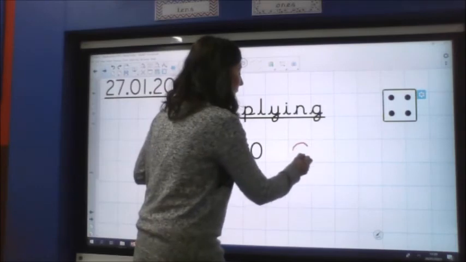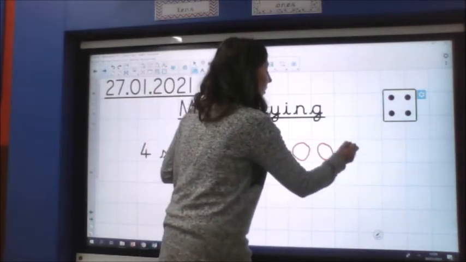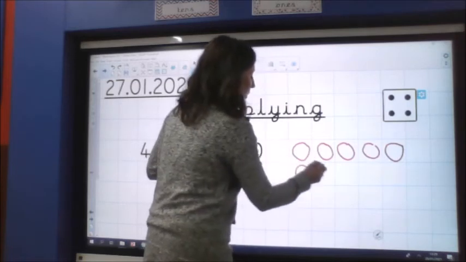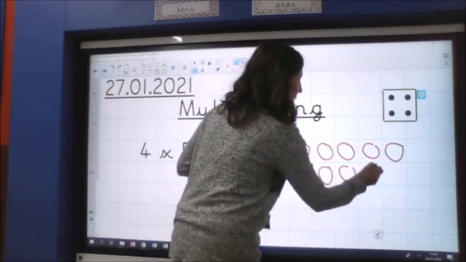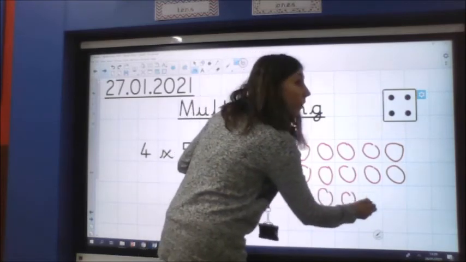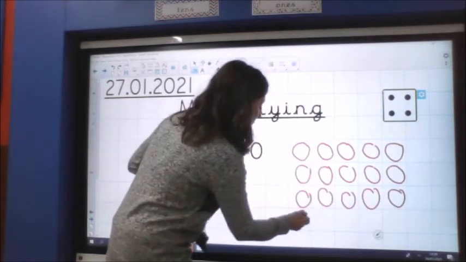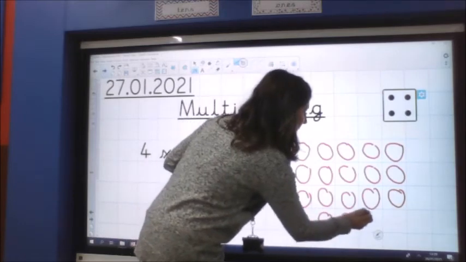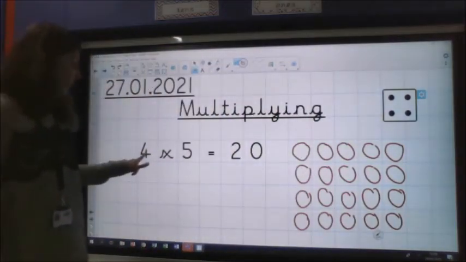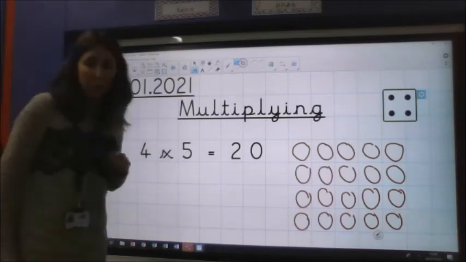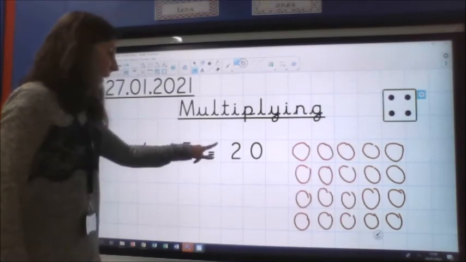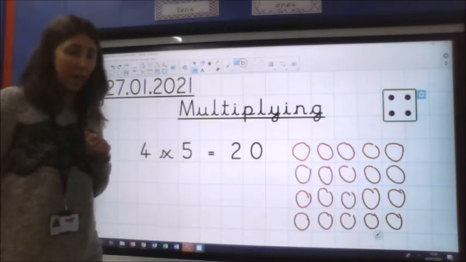1, 2, 3, 4, 5. 1, 2, 3, 4, 5. So I did 4 lots of 5 equals 20. Does your array look similar to mine? Now that shows our multiplication.